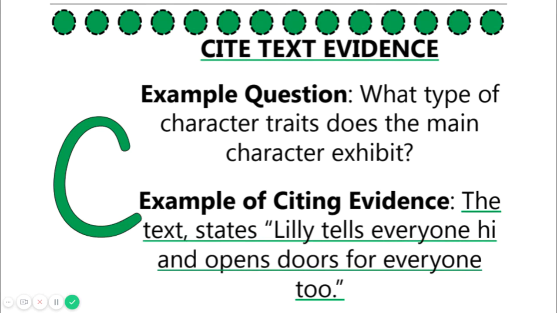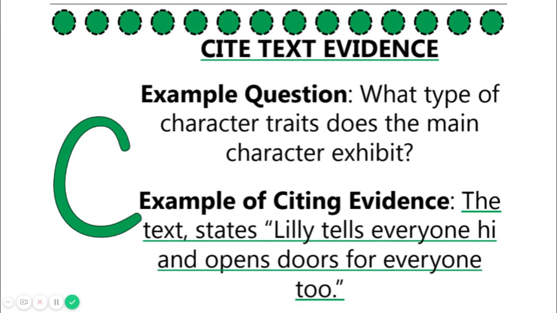Once you've restated the question and answered the question, the next thing you need to do is cite text evidence that supports your answer. You have to prove your answer with evidence from the text. So this is going to be quotes. So you need to find quotes that support your answer. So in this text, for example, the text states, Lily tells everyone hi and opens doors for everyone too. This clearly supports that she is friendly and kind.